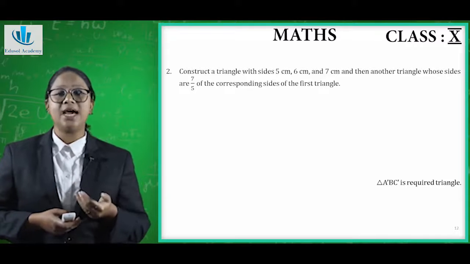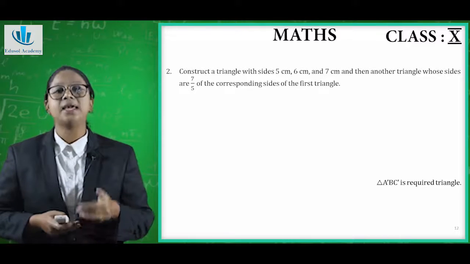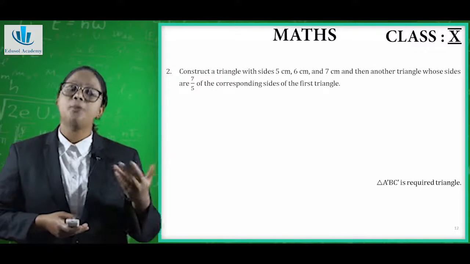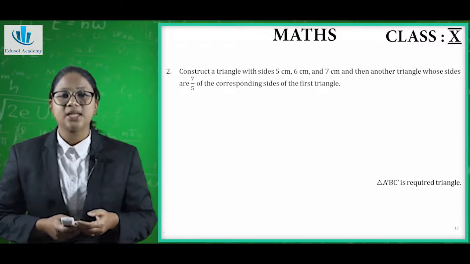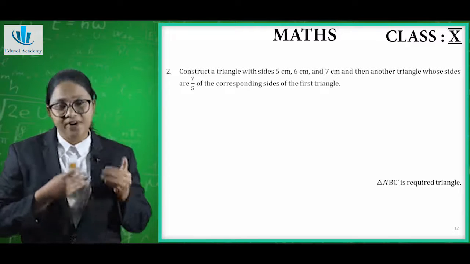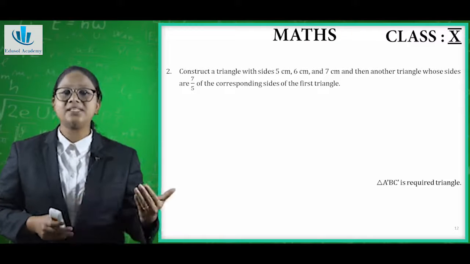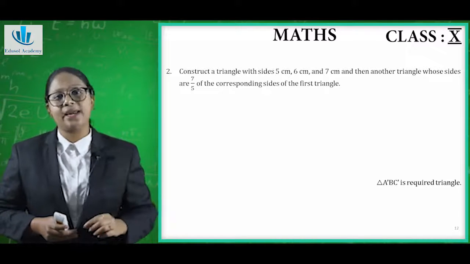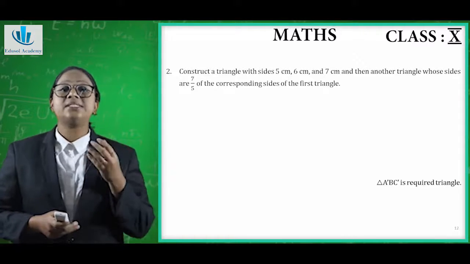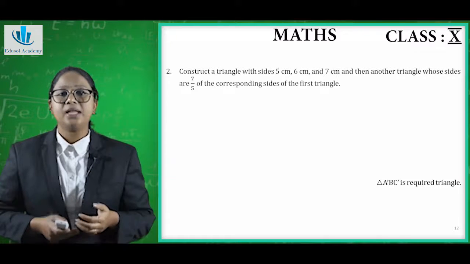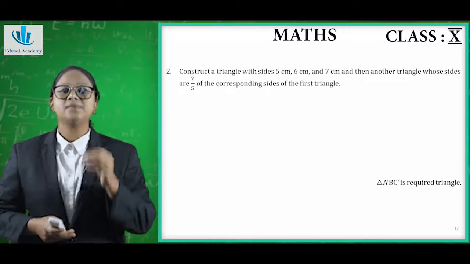I might have already mentioned that the scaling factor can or cannot be a proper fraction. Like in the previous question, it was 2 by 3, a proper fraction. Now here it's 7 by 5. One thing you have to remember is that when the scaling factor is a proper fraction, the required triangle will come inside the given triangle. Like in the previous case, the new triangle was inside the triangle ABC. But when the scaling factor is an improper fraction, like in this case, the required triangle will come outside the given triangle. Please make a note of it.